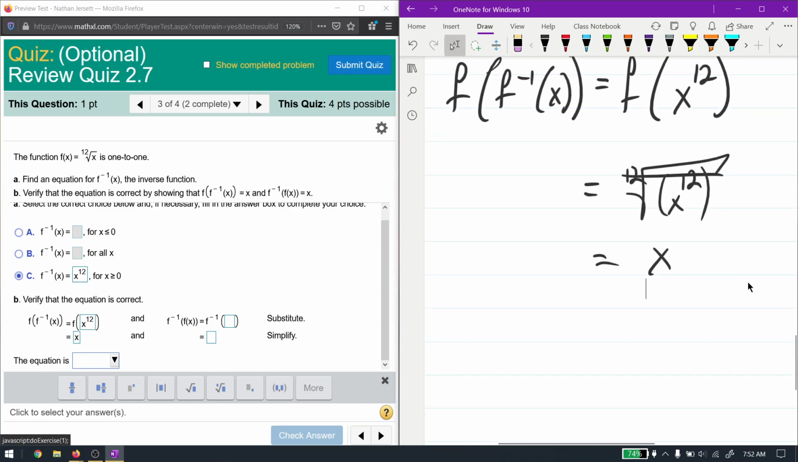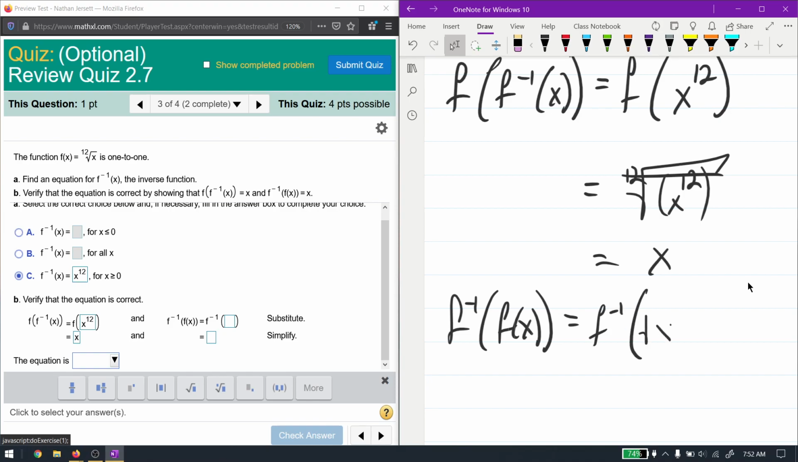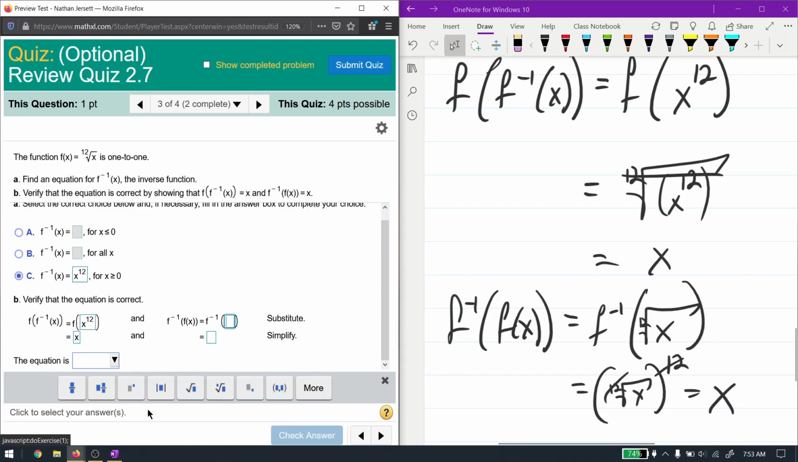The same thing happens the other way around. f inverse of f of x: f of x is the 12th root of x, and f inverse is just the 12th power. So we have the 12th root of x to the power of 12. Those again cancel, giving us just x. So we've proven that they are inverses of each other by doing this algebra here. It's just x. The equation is verified.